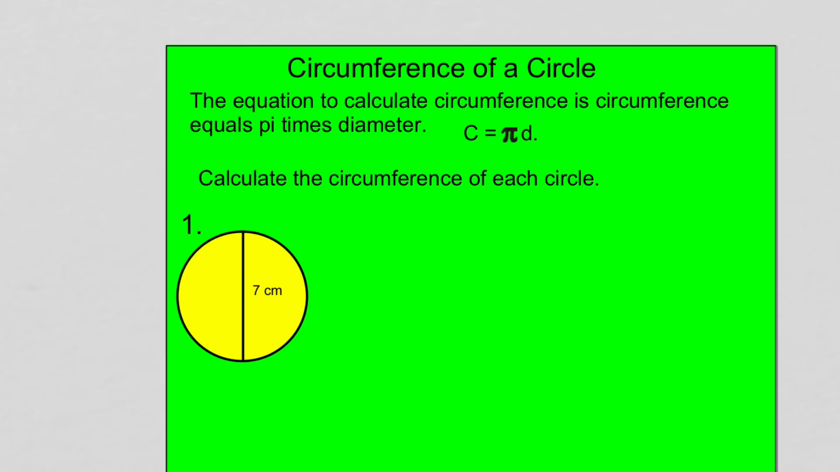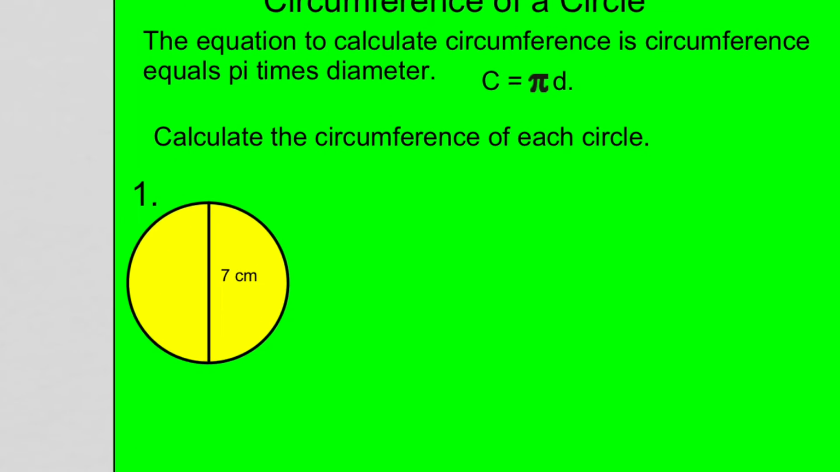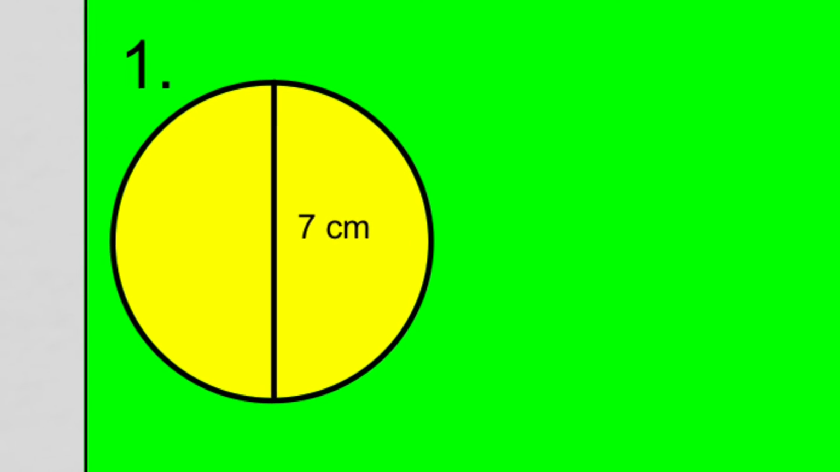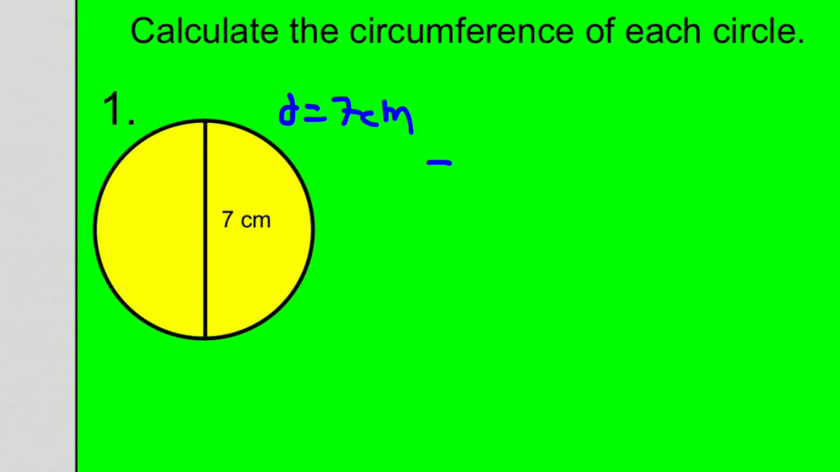So what we're going to do in this video now is actually do some calculations, calculating the circumference of each circle. So let's take a look at number one. Now all we need to know to calculate the circumference of a circle is the diameter or the radius. In this case, we are given that the diameter of this circle is 7. So we will say the d on this one is 7 centimeters. And then we just use our math equation, C equals pi times diameter, to get the circumference.